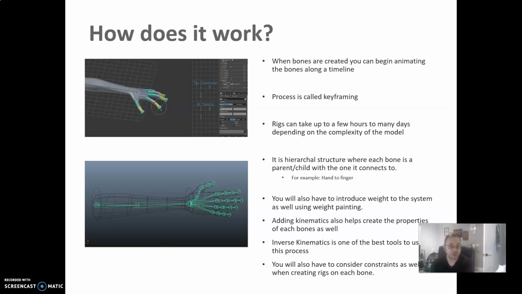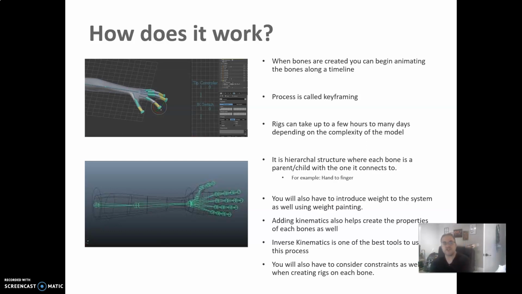It's a hierarchical structure where each bone is parented to the one it connects to. For example, you have your finger to the knuckle, to the bone, to the hand, to the wrist, to the arm. That all ties back to the parent.